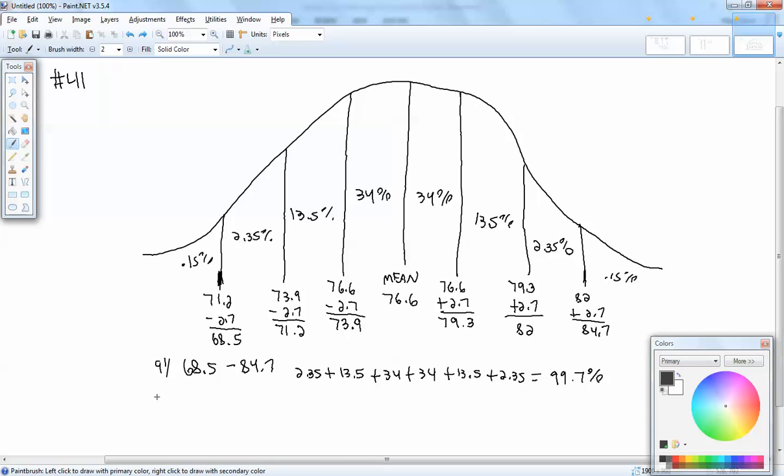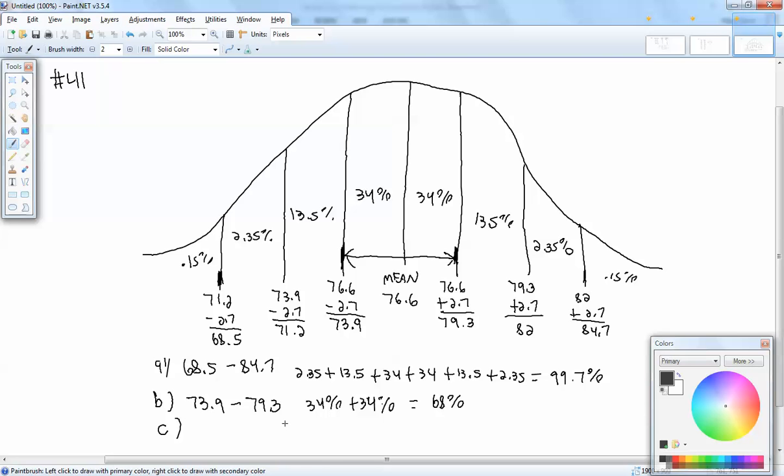Okay, now B. It says 73.9 to 79.3. 73.9 is right here. 79.3 is right here. So we're adding all the percentages between those two values, which is 34% plus 34%, which is 68%.